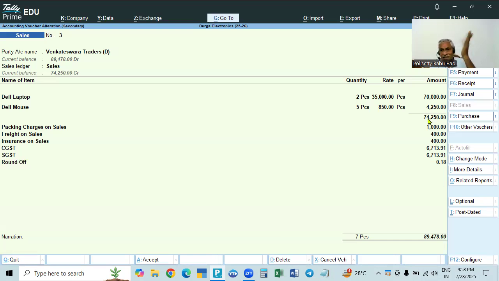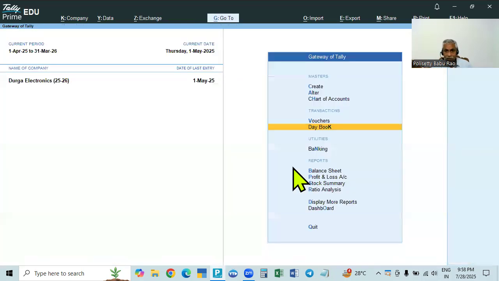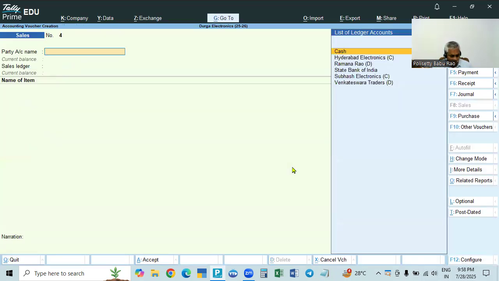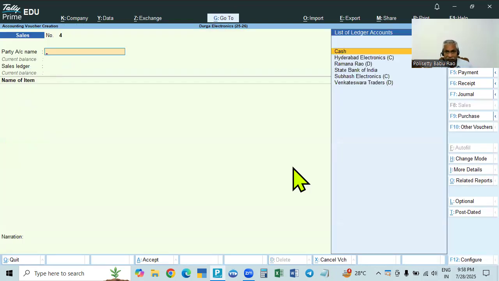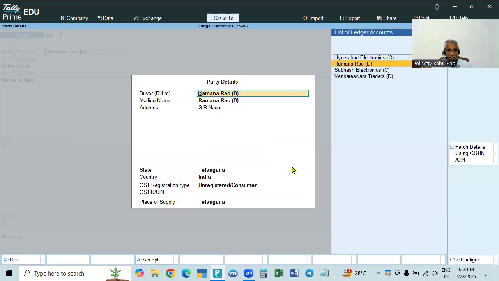These are calculated as per their rate. So in that case, what to do? I will tell you. We will take up an example. Now we will take up the next day, the second. In this case, we sell to Ramana Rao, that is, an unregistered person, customer, consumer. Okay, so we'll take up.